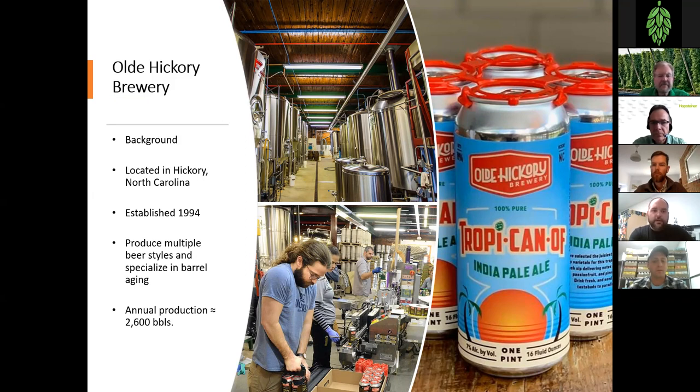We make multiple styles of beer. I would imagine most of you listening in have probably heard of Olde Hickory Brewery through one of our barrel-aged beers, Event Horizon, Omega Point, beers like that. But we do have a core brand of year-round beers with standard styles: IPAs, pale ales, stouts, and the like. Annual production is around 2,600 barrels with distribution across North Carolina and edging into surrounding states.